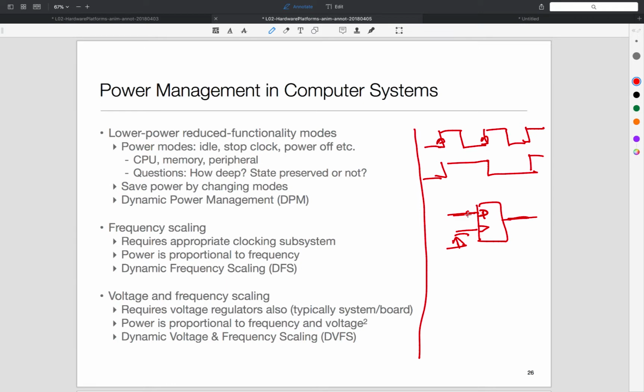The challenge comes when you want to divide by arbitrary ratios. And heck, what if you want to multiply? So there's a particular type of circuit. This is just a flip-flop. But there's also something called a PLL, phase lock loop. And they allow for arbitrary frequency to be generated.